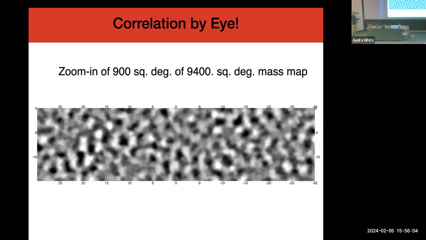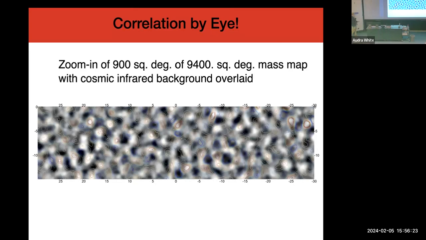One of the things I think is really cool about this is that you can sort of do correlation by eye. Here we've taken a small zoom in of this map, showing here in light and dark regions the fluctuations of over and under densities of mass. And we can compare it to the distribution of star-forming galaxies at high redshift, where we get most of our sensitivity here. And this is shown in the different colored contours here. What I think is really amazing is by eye you can see that these trace each other, which shows the high fidelity reconstruction of the mass map that we've been able to do now.